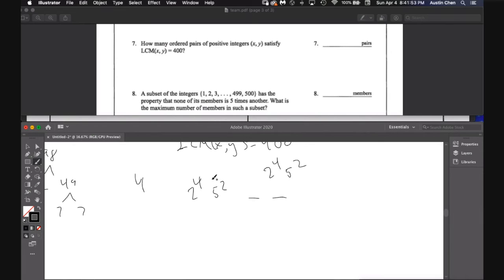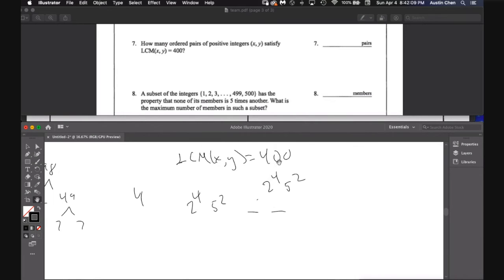They can be anything as long as it's smaller than or equal to 4 and 2, right? Because if y had a larger factor of 2 than what x has, where x already has the factor of 2 to the 4, well then the LCM function of this will copy y's 2 instead, and y's 2 would not be 2 to the 4, right? If y's 2 was 2 to the 6, then LCM would copy 2 to the 6, and then LCM would have a 2 to the 6, but we see that 400 does not have 2 to the 6, right? So y's 2 has to be equal to or less than 4 here.